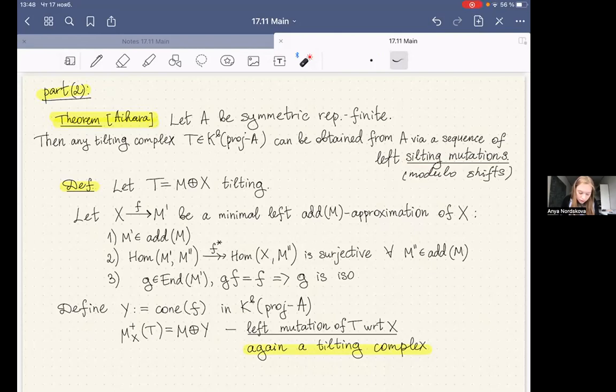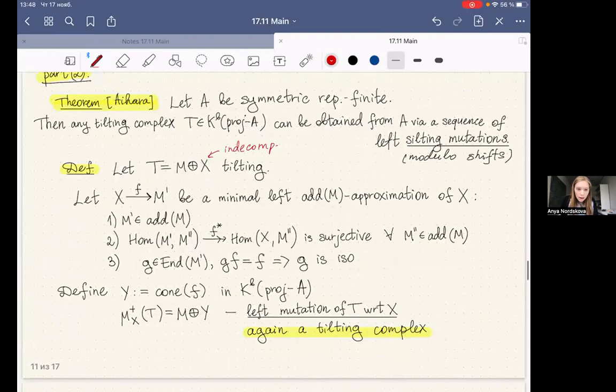Okay, so now let T be a tilting complex, which I split as a sum of some M and X. And in what follows, for me, X will always be indecomposable. But for the definition, it doesn't matter. Let me consider a left minimal add M approximation of X, which is the following thing. It's a morphism f from X to some M prime, where M prime is an object of add M. Now, for any object of add M, the following morphism induced on Homs is surjective. So this means that it's a left approximation.